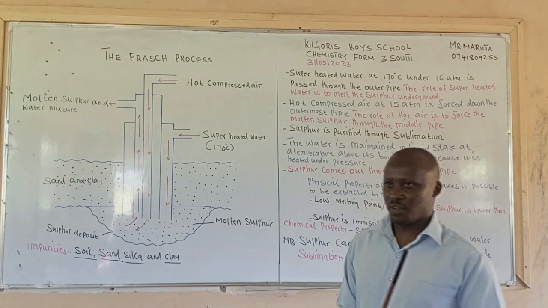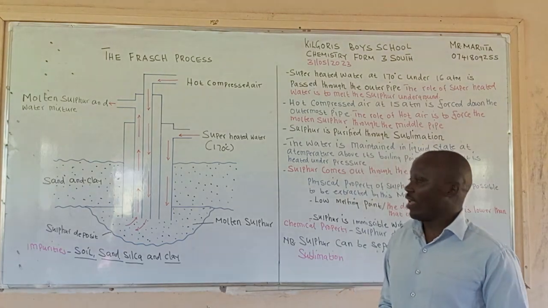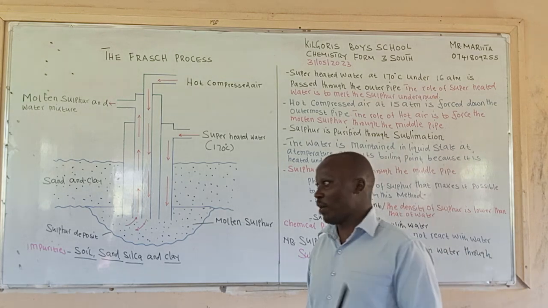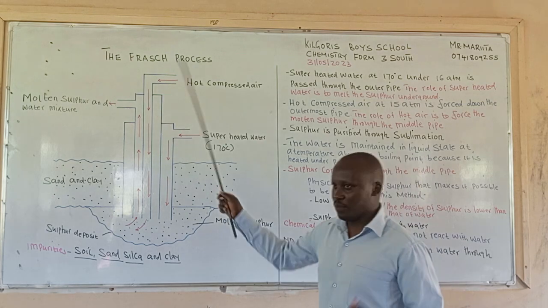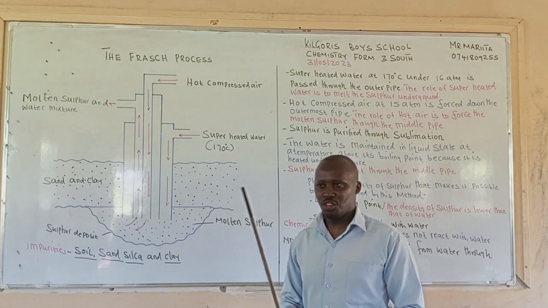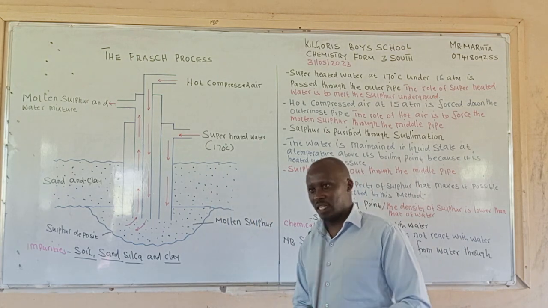Today we are looking at Form 3 Chemistry, sulfur and some of its compounds. And our topic of discussion is the Frasch process, a process which is used to extract sulfur from underground.